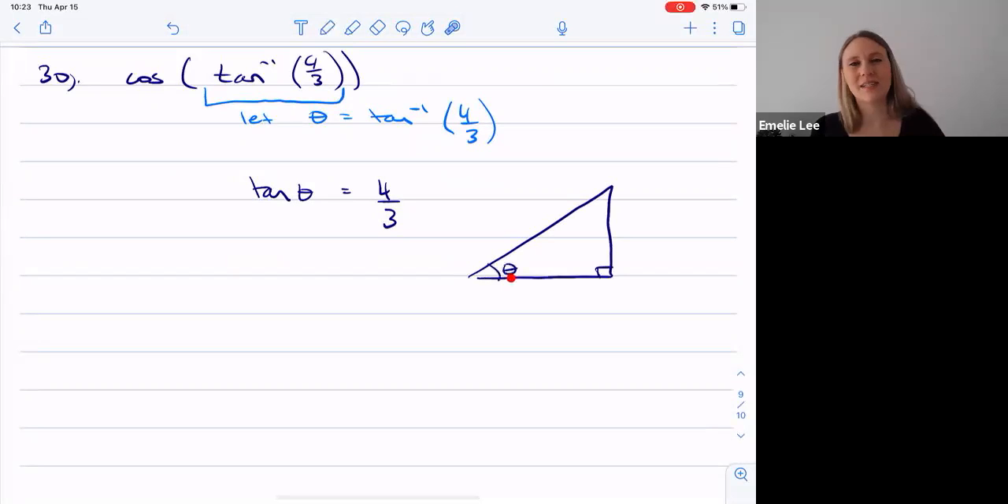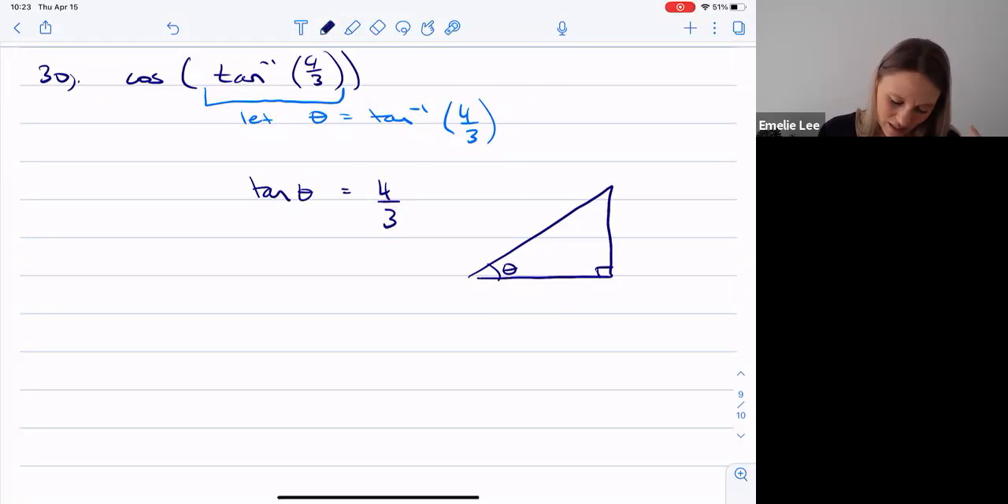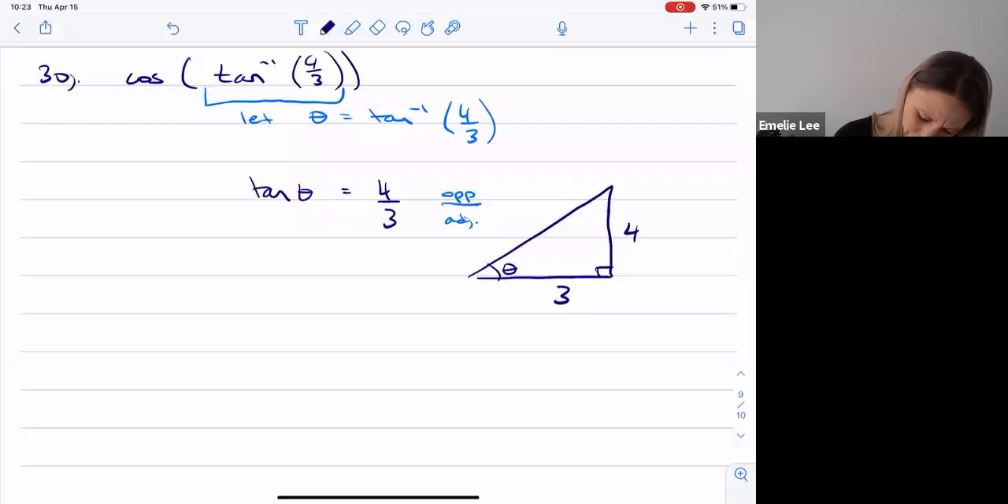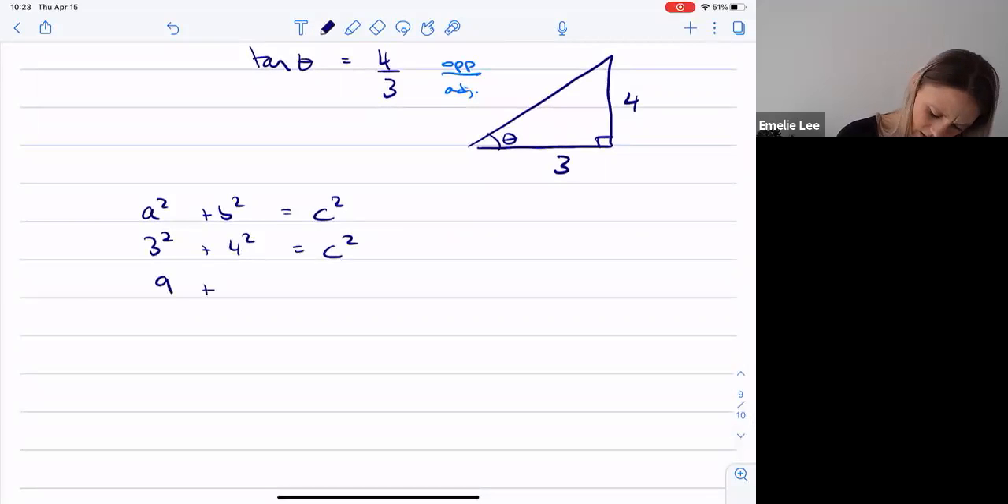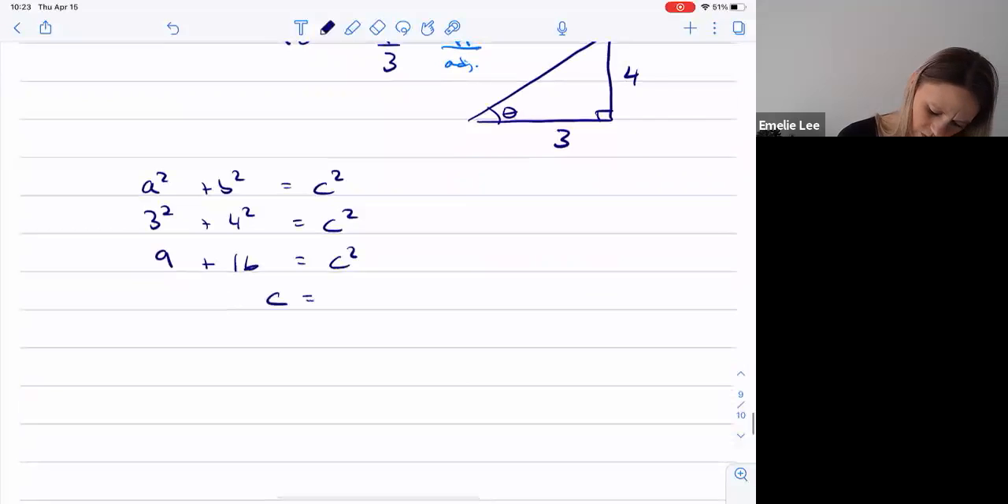Like I said, I always put theta down here because I just think it's a nice way to start. So tangent is the opposite over adjacent. So I have the opposite is 4 and the adjacent is 3. I have to use the Pythagorean theorem to solve for this value here. So a squared plus b squared equals c squared. Now I have 3 squared plus 4 squared equals c squared. So I have 9 plus 16 is c squared. So c must be the square root of 25, which is 5.